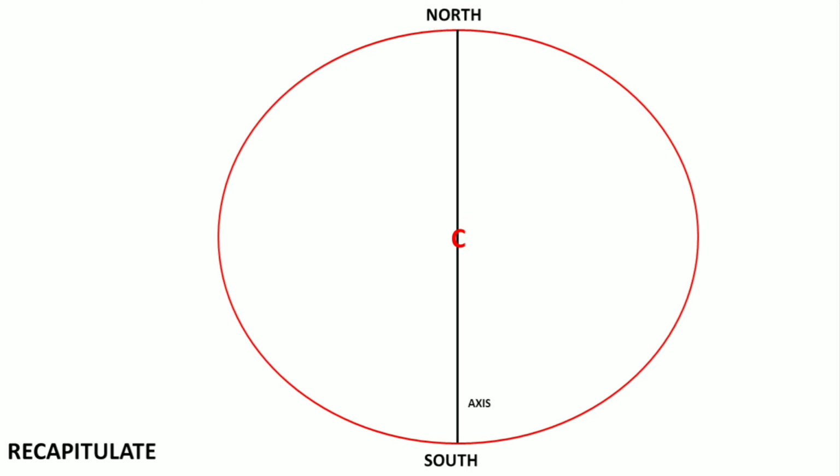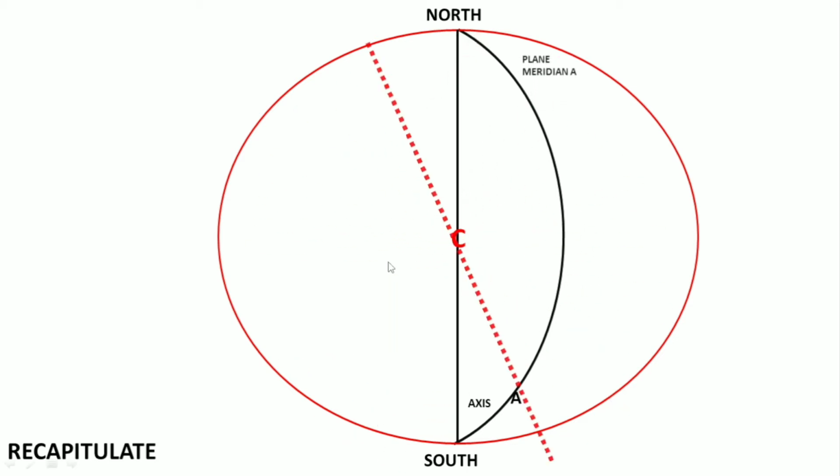We talked about north and south, and 90 degrees to the north on your right hand side is your east, and 90 degrees to the left is west. And the semi-great circles which join the north and south pole are called the meridians or your longitudes. In a great circle, the plane passes through the center of the Earth, and this is the plane of this meridian A, which is coinciding with the axis.